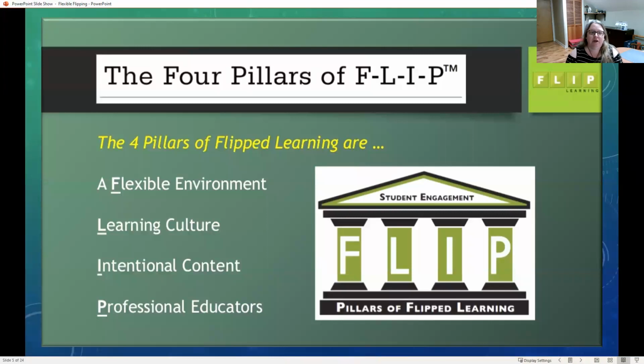using this new method. So we're talking about having a more flexible environment. We're talking about changing the learning culture of our classroom. My favorite is the I here in the flip, the intentional content. Designing for a flipped classroom is an opportunity to really reevaluate what's important, what your students need to do, what you want them to do, and the skills that you want to develop. And the last one is changing our role as instructors into more of professional educators. And this new modality of flipped design really allows us to rethink our role as experts in our field and as supporters of our students.